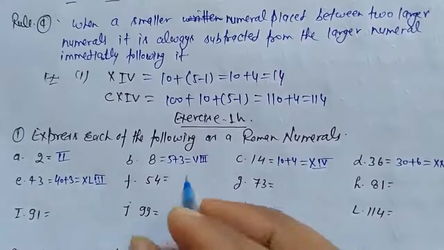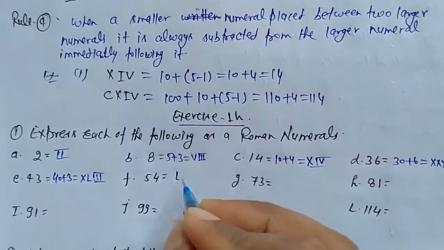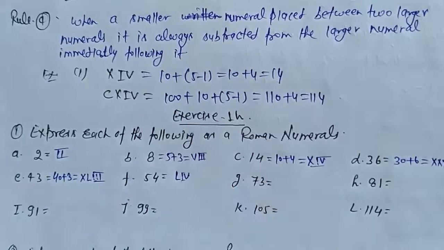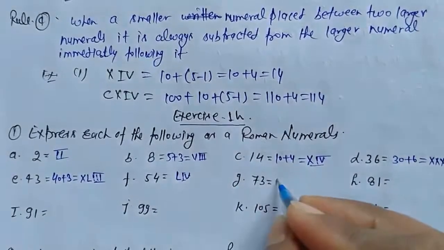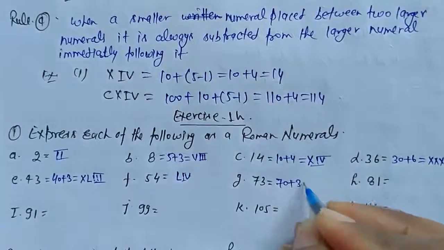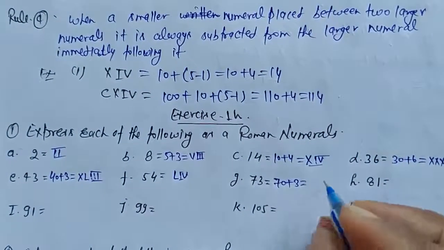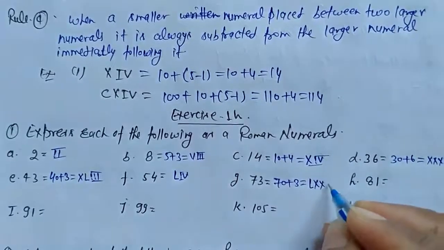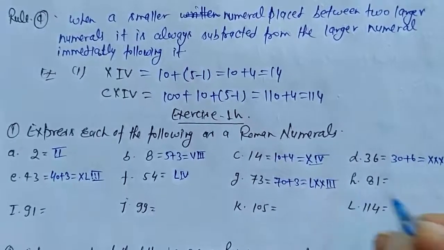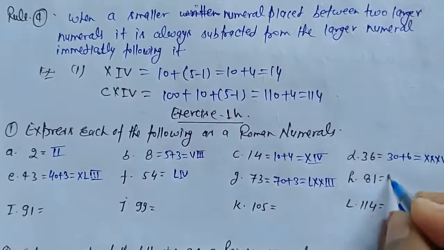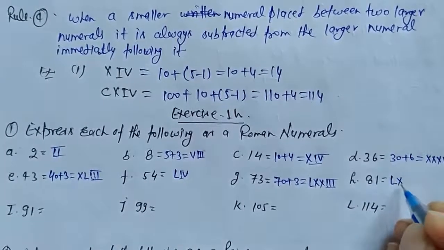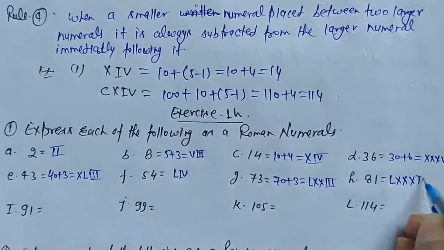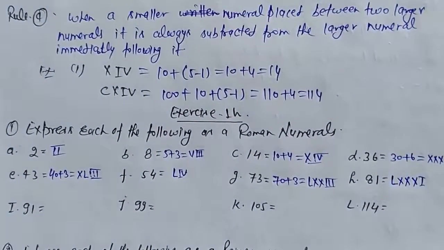Next is 54. L is represented 50 and 4 is represented IV. 73 represents 70 plus 3, and 70 is represented by L, 50, and 2 times X, that is 70, and then 3. 81: L 50 plus 10, 60, plus 10, 70, plus 10, 80, and 1, that is 81.